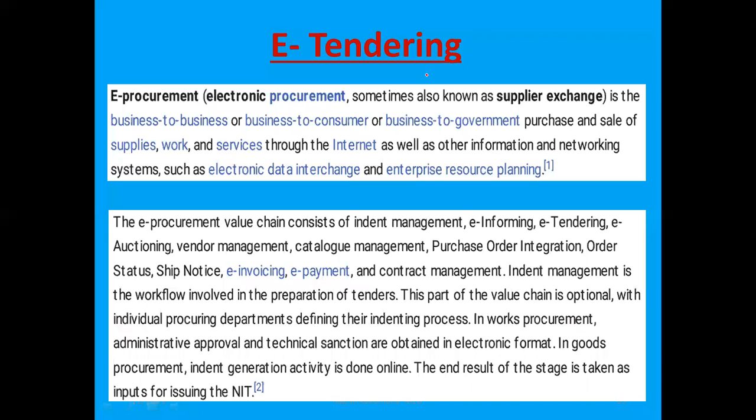If you are manufacturing product A, and another person is manufacturing product B, but product B is useful for A and product A is useful for B, so whenever you are doing business to business between you, it is also known as the e-procurement process. Business to consumer, for example, is whenever you are purchasing an item directly from the business people. That is simply known as business to consumer.